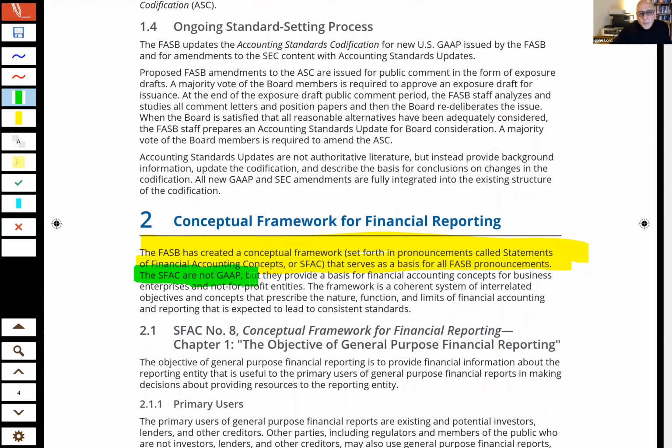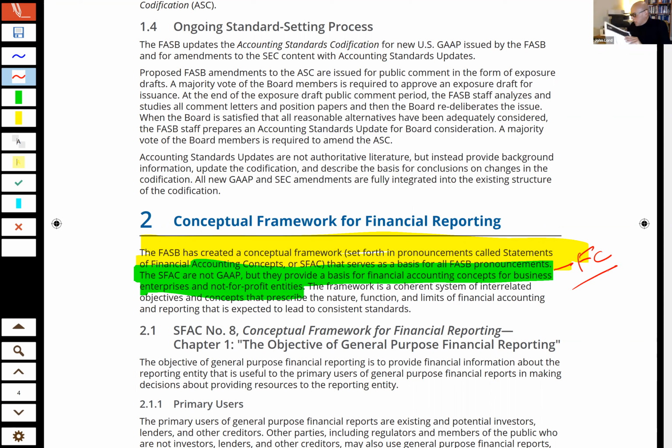But when we look at the concept statements, they in themselves are not GAAP. They provide the basis for GAAP for business and not-for-profit entities. So flashcard that, because the CPA exam likes to trick you by making you think that the concept statements themselves are GAAP. They are not GAAP in and of themselves. They don't constitute GAAP. They give you the reasoning behind GAAP.